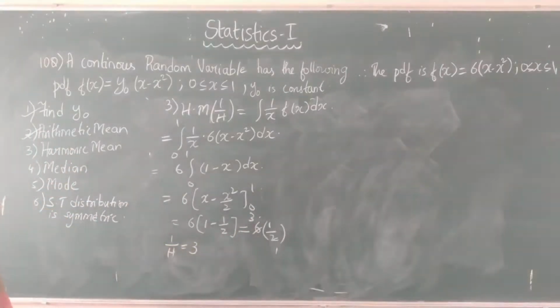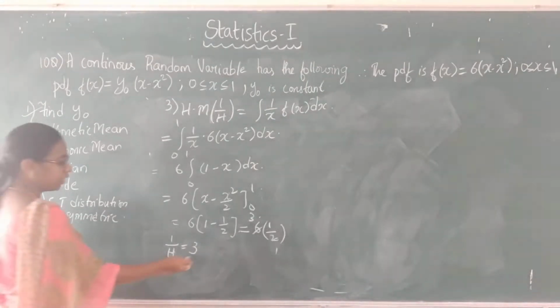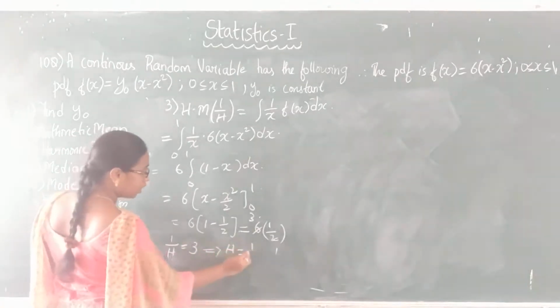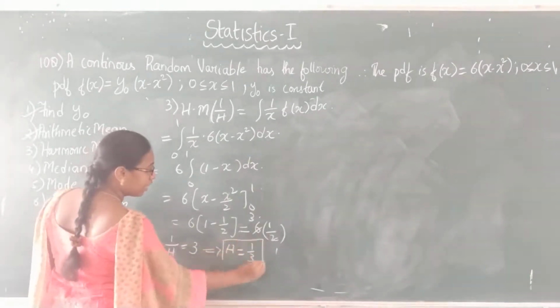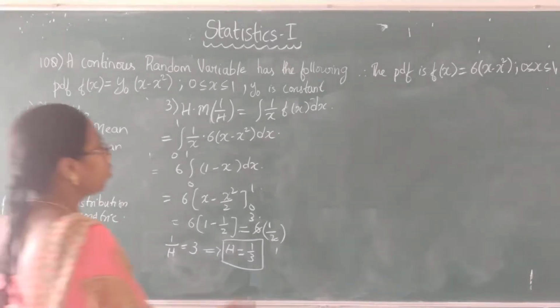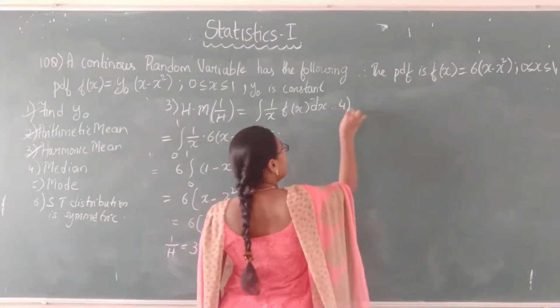So we have to find the harmonic mean, that is the h value. If 1/h equals 3, which implies the harmonic mean h equals 1/3. So very simple, you just need to know the formulae. If you know the formulae and if you are thorough with the integration, then you can do it very simply. Now the next bit is the fourth bit. We have to find the median.